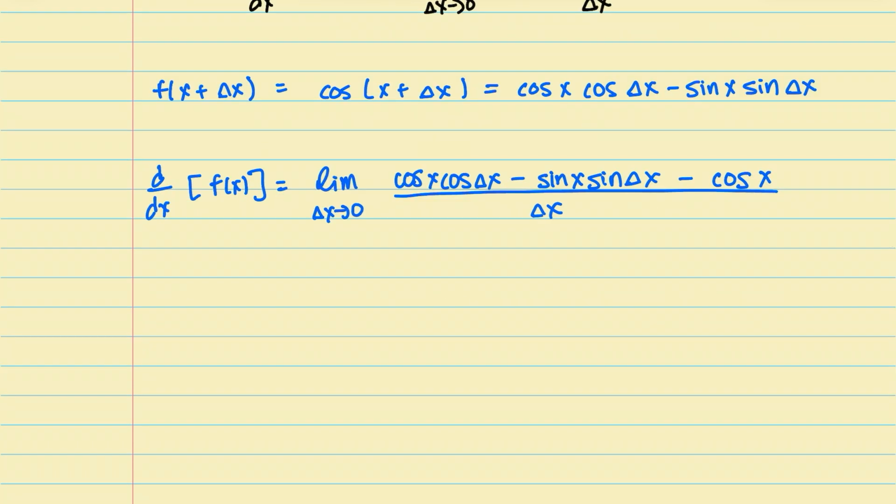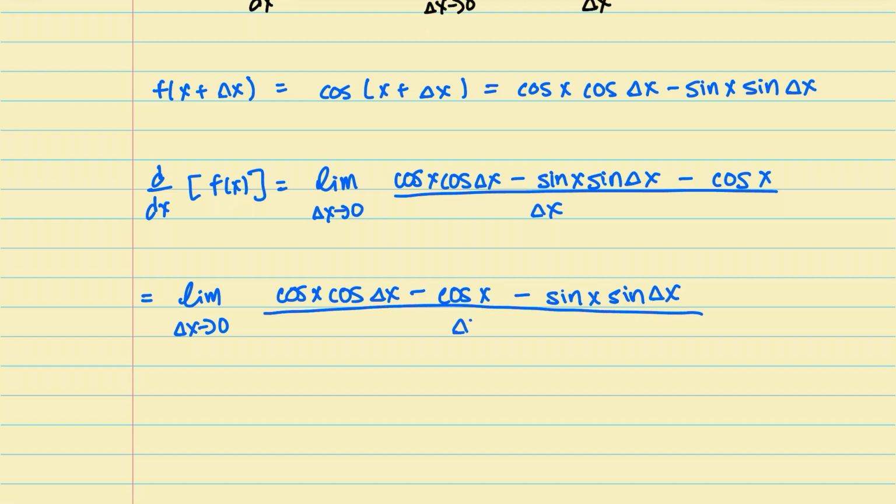Now, let's move some things around, and through simplification and manipulation, we'll get a form that's going to help us as we take the derivative of f of x. The first step is just to move some terms around. So we'll have the derivative of f of x equal to the limit as delta x approaches 0 of cosine of x times cosine of delta x minus cosine of x, minus sine of x times sine of delta x, all divided by delta x.